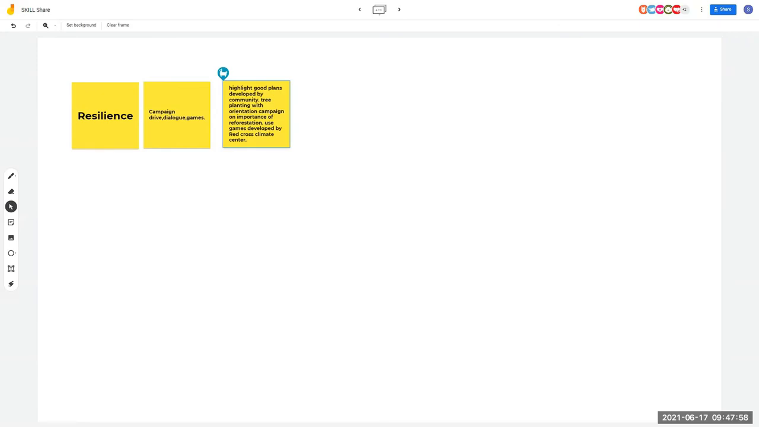Second is the tree planting. Since in the planning we will highlight nature-based solutions, we might as well involve the community in the tree planting. While doing or before the tree planting, we can engage volunteers or communities in orienting the whole of society on the importance of what we are doing.